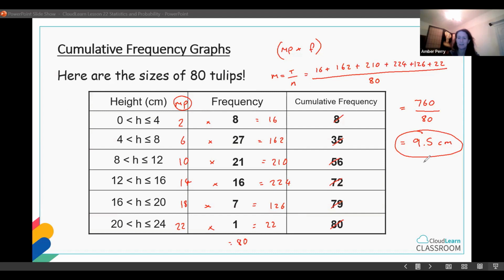Finally, just check. Okay, 9.5 centimeters is the mean height of the tulips. So the smallest height is 0, the biggest height is 24. So yes, 9.5 fits quite nicely in that data. It's a little bit less than halfway, but again, more of the numbers, the bigger numbers, are lower down. So you'd expect it to be slightly smaller than halfway. Okay, and that, I think, brings us almost to the end.